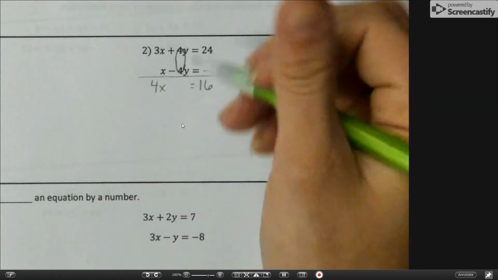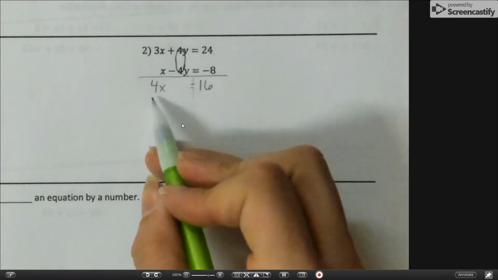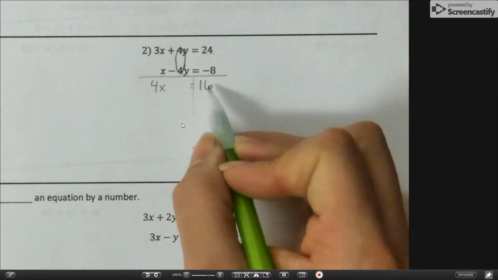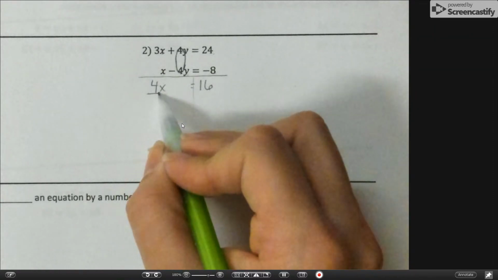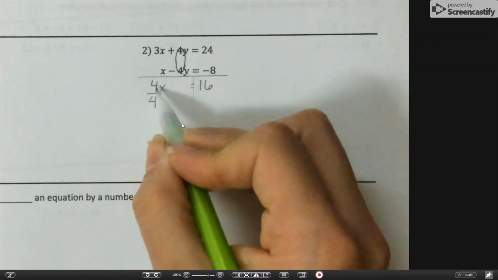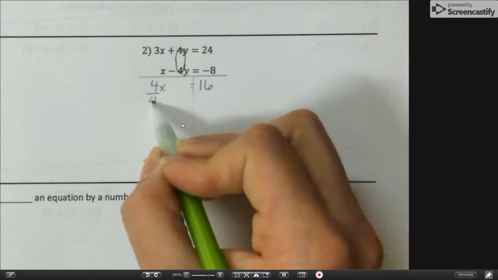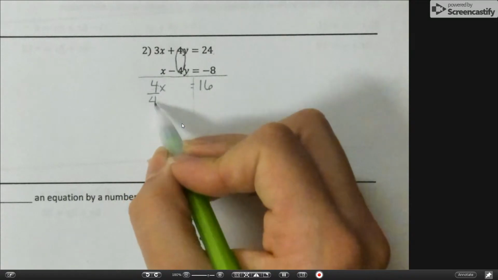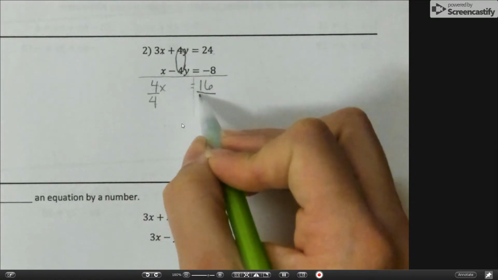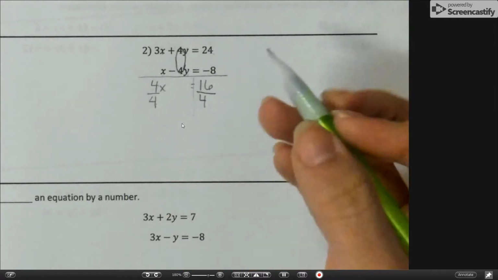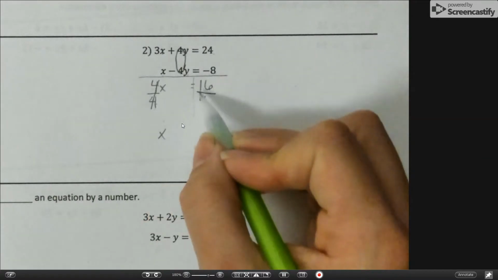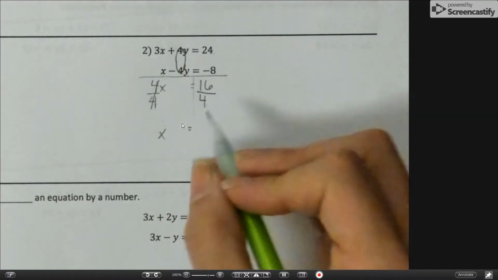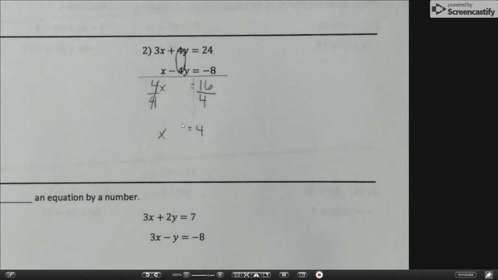So we would just solve the way that we normally do. We have 4x on this side and 16 on this side, so we need to get x by itself. To do that, we need 4 to equal 1, so we're going to divide by 4 on both sides. Here we're multiplying by 4, so to get rid of the 4, we have to do the opposite. We divide by 4 on this side, but that means we also have to divide by 4 on this side. So 4 divided by 4 is 1, and 1 times x is x. And then 16 divided by 4 is 4. So we have our value of x.